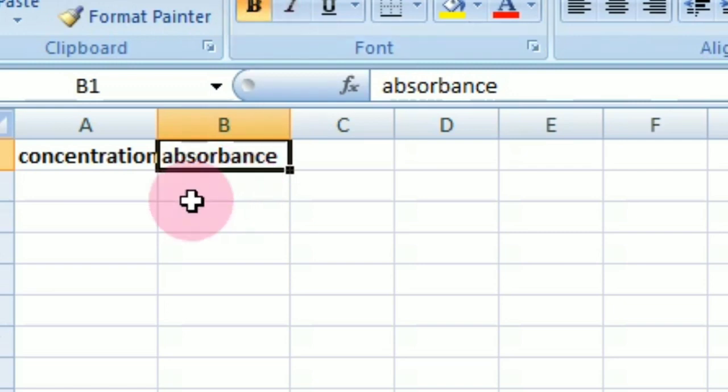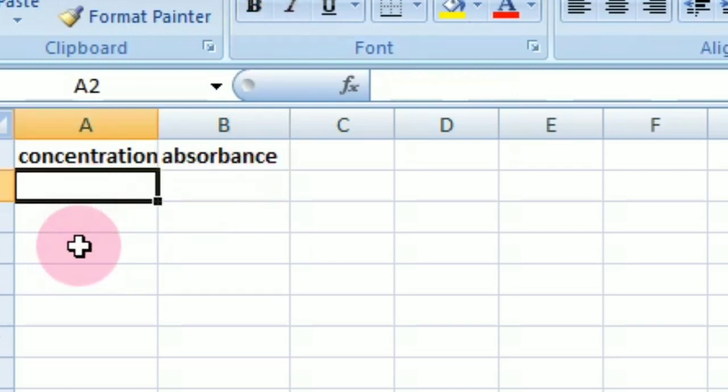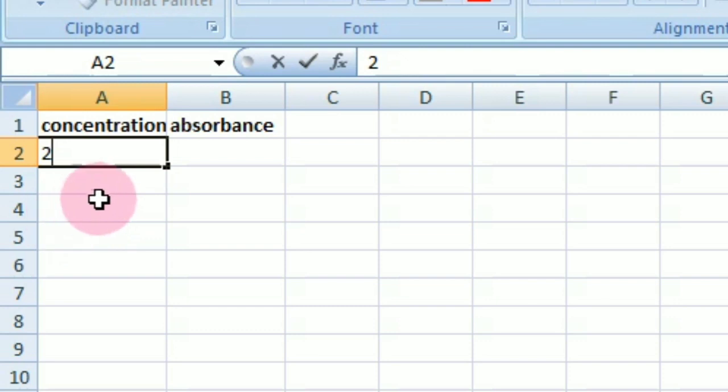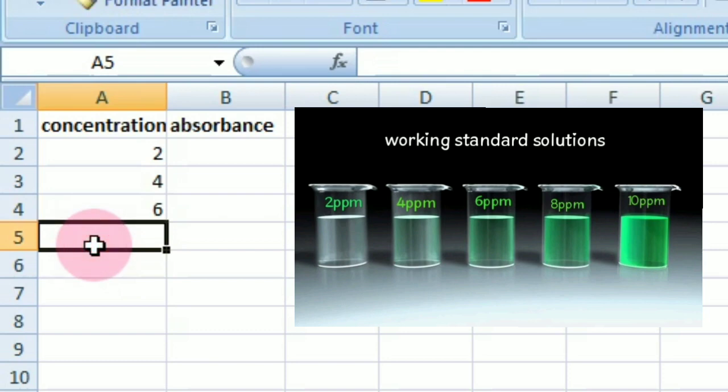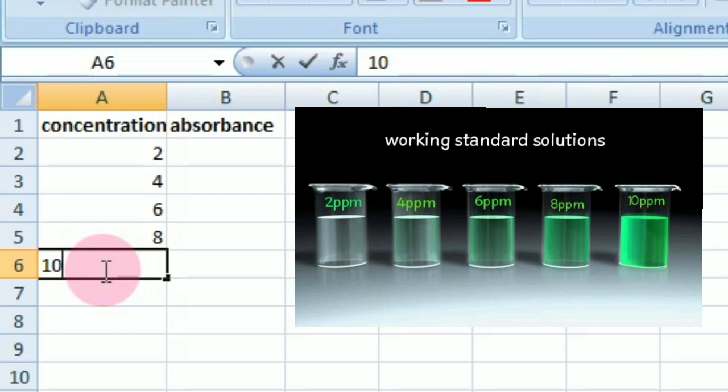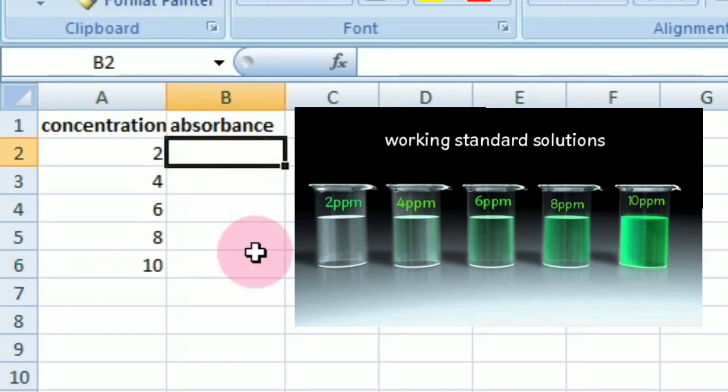Then I will be noting down the concentrations of solutions that I have prepared for my experiment. They are 2 microgram per ml solution, 4 microgram per ml solution, 6, 8, and 10 microgram per ml solutions.